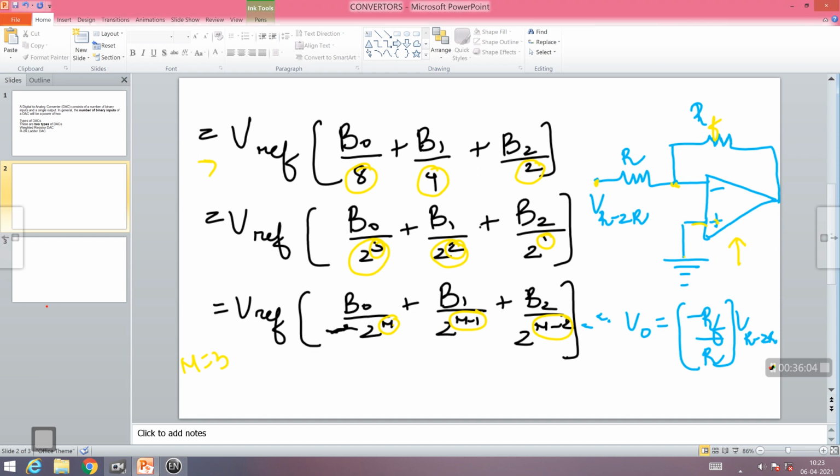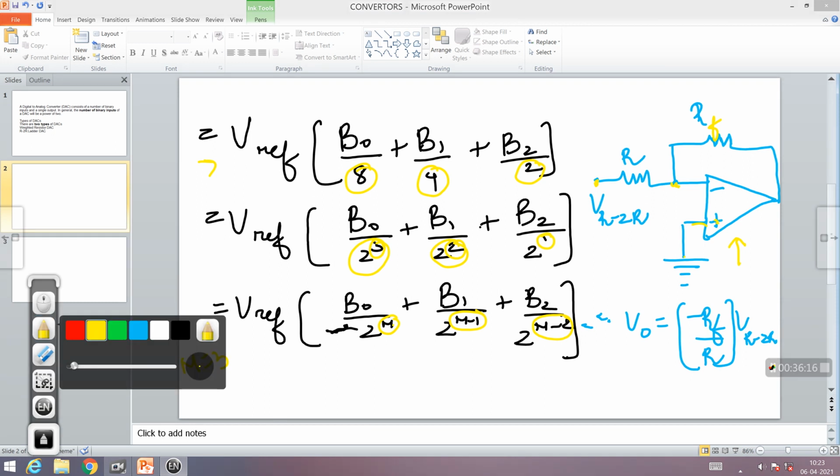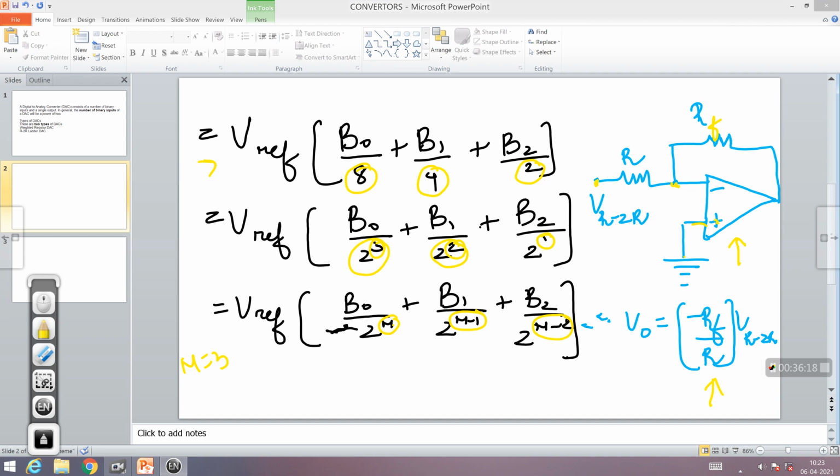What is the output of the op-amp? Since this op-amp is in inverting mode, the amplification factor is RF by R1, which is minus RF by R, actually. Since it is inverted, you have a minus sign, times the voltage coming at this point, which I call the voltage of the R to R network. That will give you my output. So this op-amp circuit is only amplifying that voltage VTH given by the R to R network and giving it at the output.